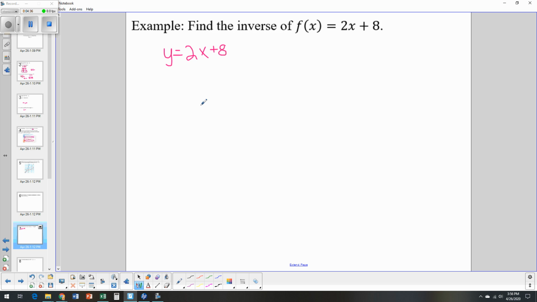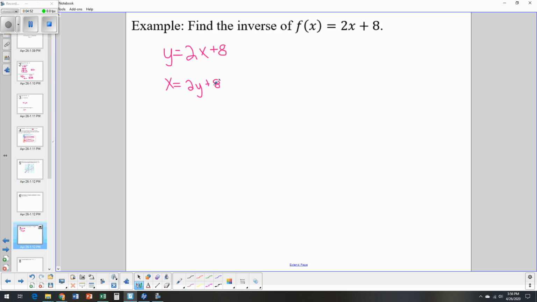So we have y equals 2x plus 8. And now I'm going to switch the letters x and y. So I'm going to rewrite it as x equals 2y plus 8. And now I'm going to solve for y.